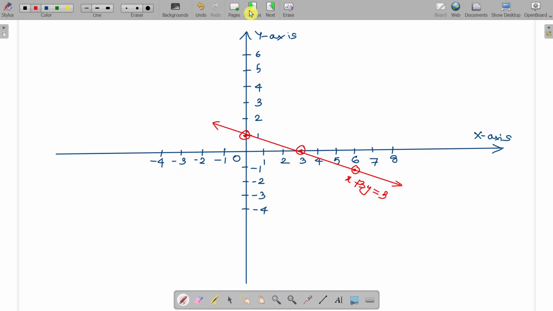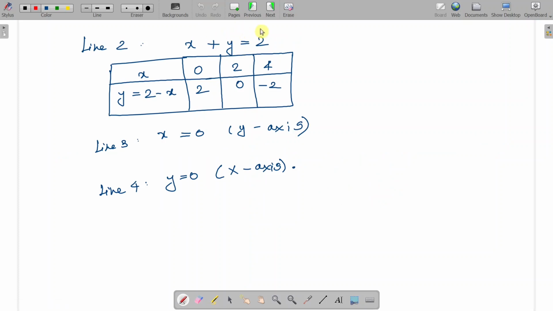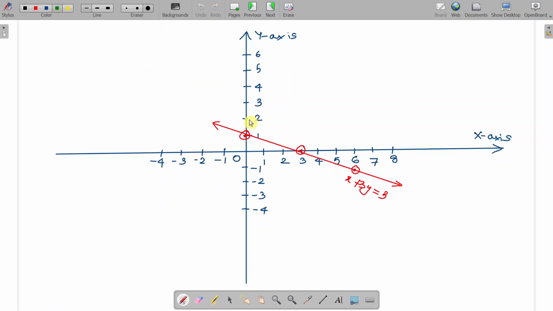Right, now let us plot the second line. So 0, 2 is the first point, then 2, 0 is the next point, and 4, minus 2 is the third point. If we join these points, we get this line, and the name of the line is x plus y equal to 2.